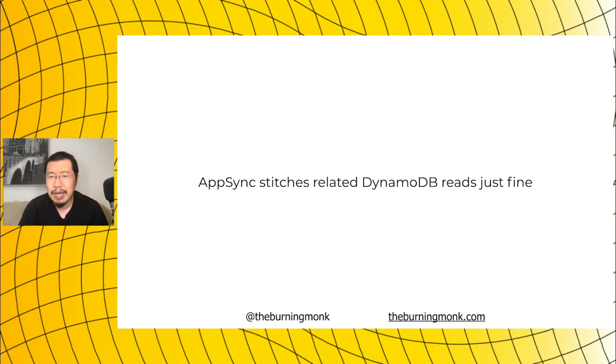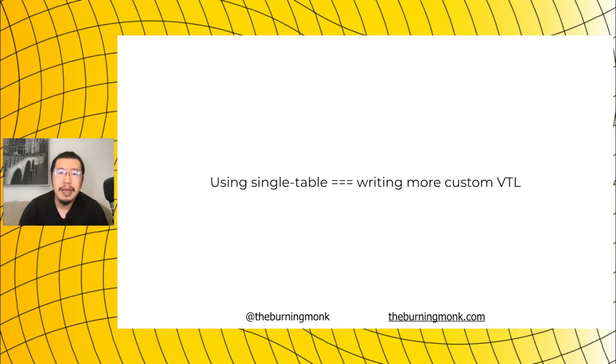Often I need to read a couple of related items from different tables in one request, which is one of the reasons people might tell you to consider using single table designs. Well, the thing is, AppSync actually takes care of that complexity for me already, and is able to make requests to different tables in parallel and then stitch them together very nicely. And if I were to use single table designs with AppSync, then I would have to write a lot more custom VTL code than I would otherwise. And I don't know anyone who actually likes VTL. It's not exactly the nicest thing to work with.